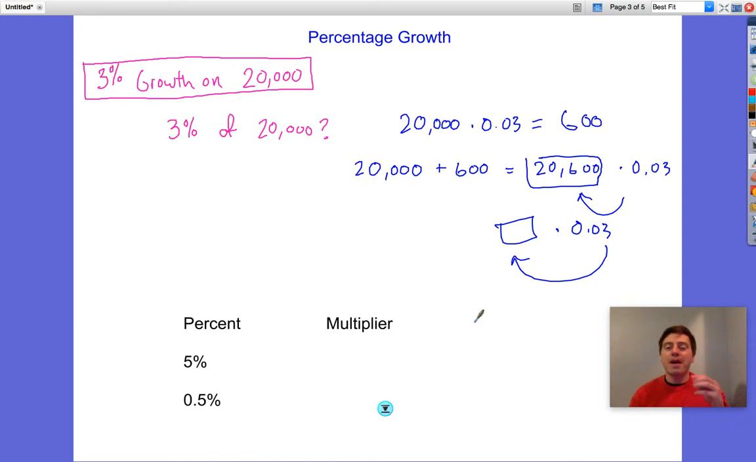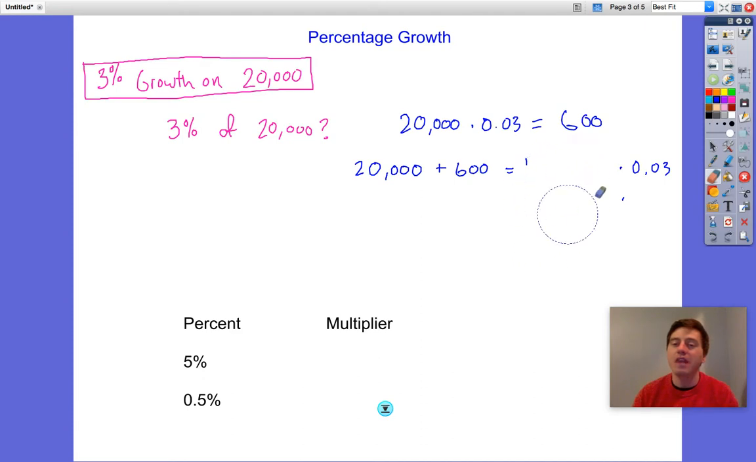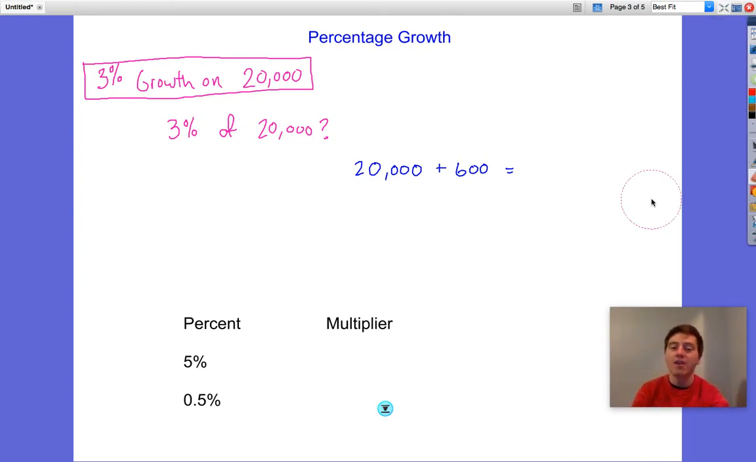So there is a better way to do this than to have to find 3% every time and then add it back on. 3% add on, 3% add on. That's going to get tedious, and we won't be able to just toss that into a calculator quite as easily as if we use another strategy here. So let's consider what is happening here in terms of percentages.